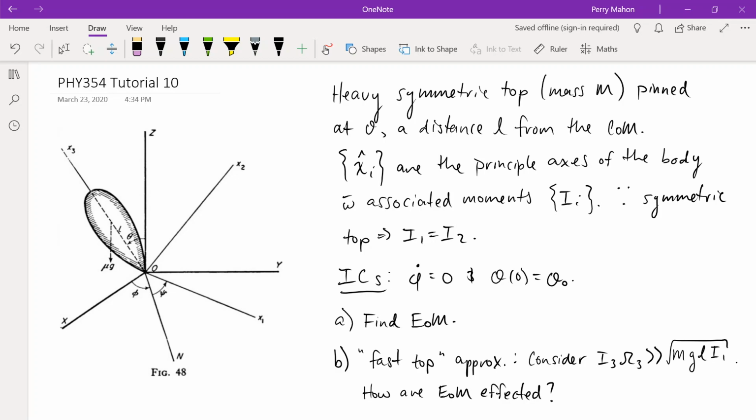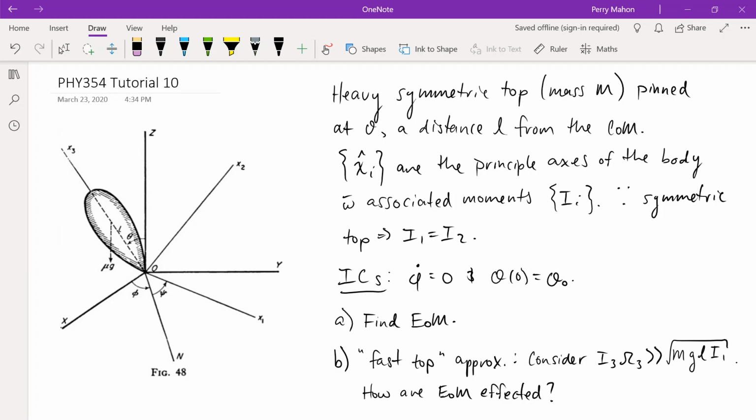So in this problem, what we consider is a rigid body that's considered heavy. By this we mean that its point of contact, here the point O, between the rigid body and the surface on which it's rotating remains fixed through time. And since the body is considered to be symmetric, this means that two of its moments of inertia are equal. Here we'll say I1 equals I2.